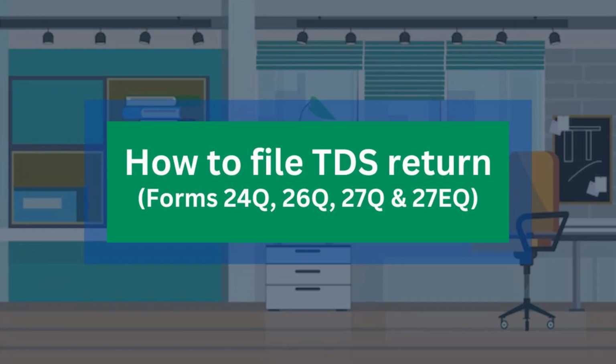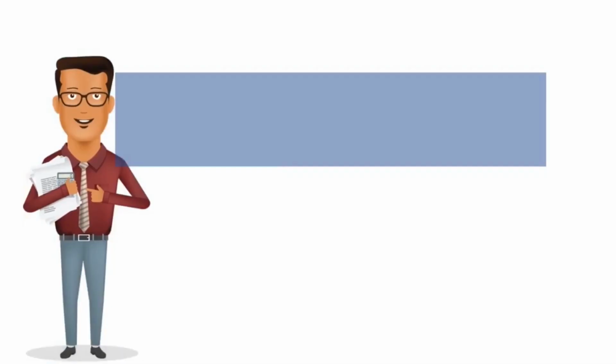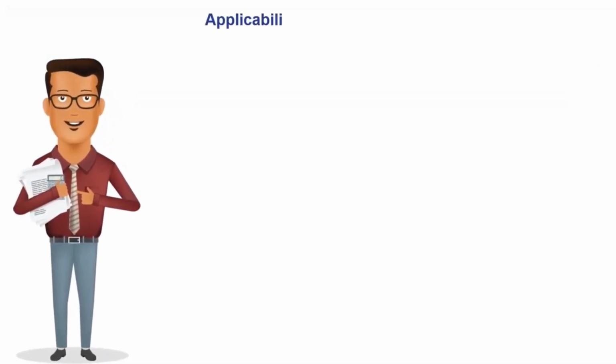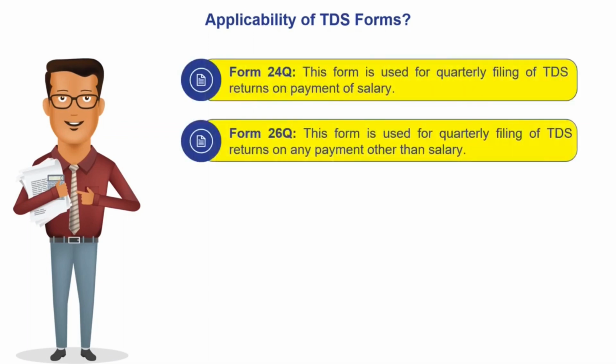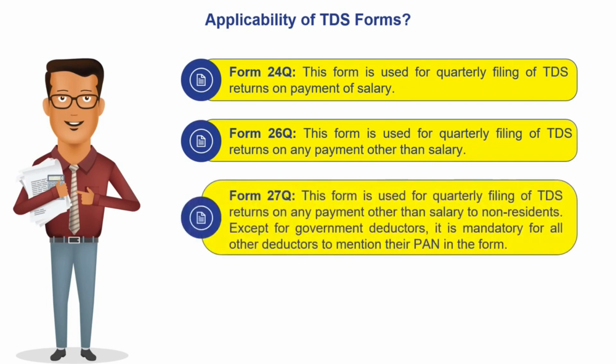This video is on how to file TDS return in Form 24Q, 26Q, 27Q and 27EQ on the e-filing portal. Form 24Q is applicable for quarterly filing of TDS returns on payments of salary. Form 26Q is applicable for quarterly filing of TDS returns on payments other than salary. Form 27Q is used for quarterly filing of TDS returns on payments other than salary for non-residents.